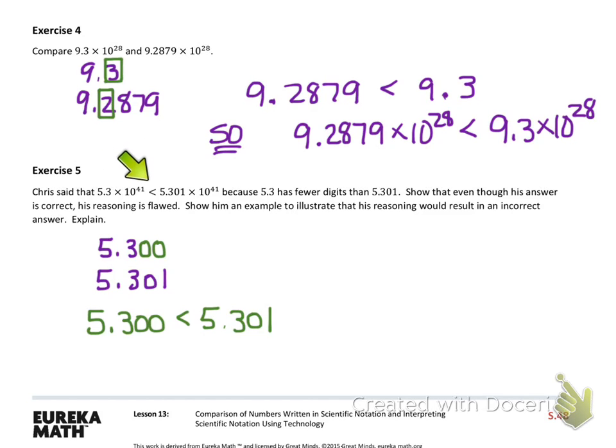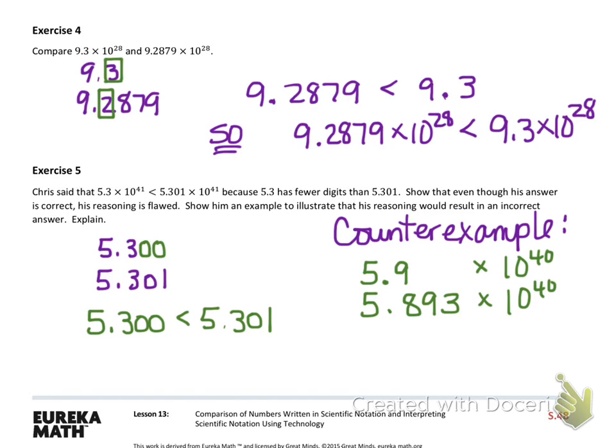And since the powers of 10 were the same, then I could make this conclusion. Okay, but it's not based on Chris's reason. So let's show him an example. And in math, we call that a counterexample. If I can show him one example where his reasoning doesn't work, then he can't use it anymore. Okay, so here's an example where his reasoning doesn't work.